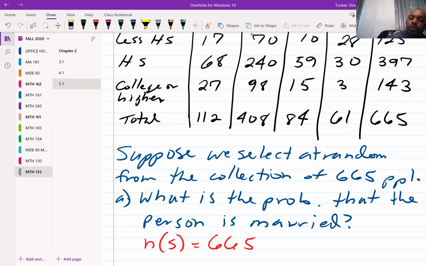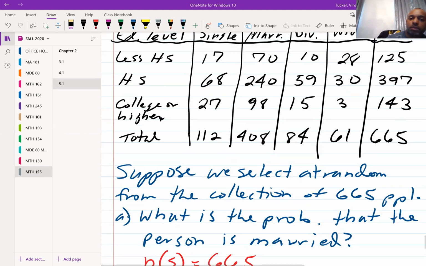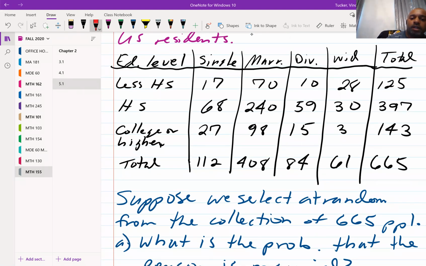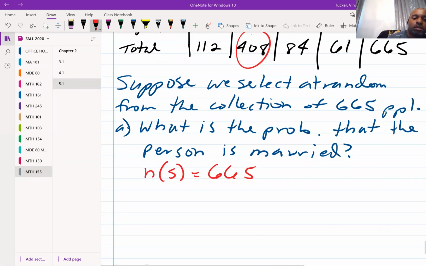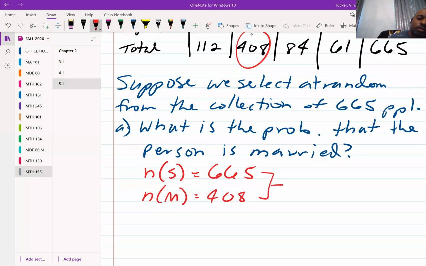All right, so what's the probability that the person that's chosen is married? So then we're going to look at the married category and look at the total number of people married. That would be 408. So the probability of picking somebody married is going to be 408 over 665.